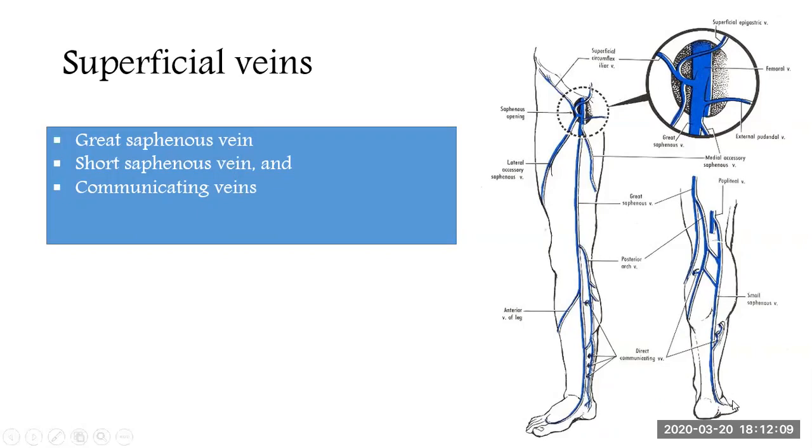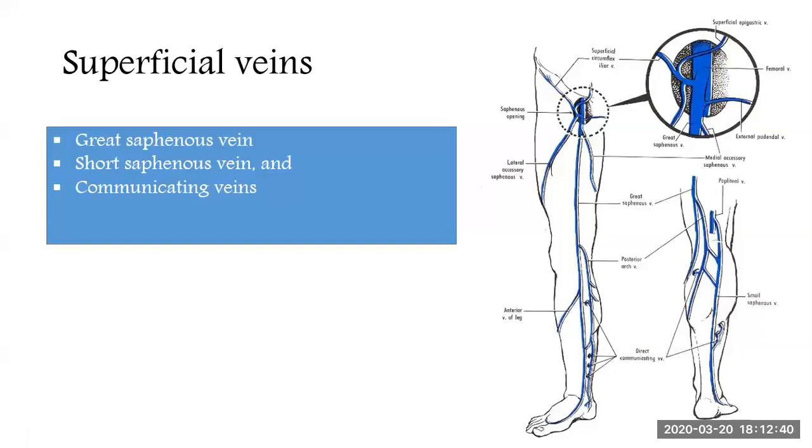Similarly, the small saphenous vein, or the lesser or the short saphenous vein, starts at the lateral end of the dorsal venous arch of the foot. It ascends behind the lateral malleolus upwards into the posterior aspect of the leg until it reaches about the popliteal fossa, where it pierces the deep fascia to join the popliteal vein.